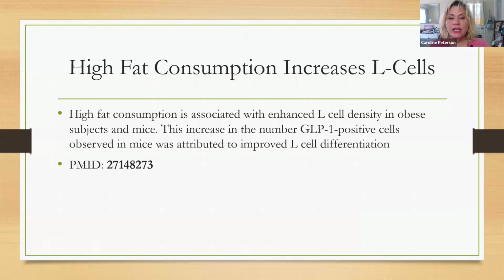So fat, we keep coming back to, is one of the great things that not only fills us up and causes good GLP-1, but it actually increases the number of L cells. So L cell density in mice and subjects that were fed a lot of fat increased. And then that increases GLP-1 and improved L cell differentiation. So eating fat is important.